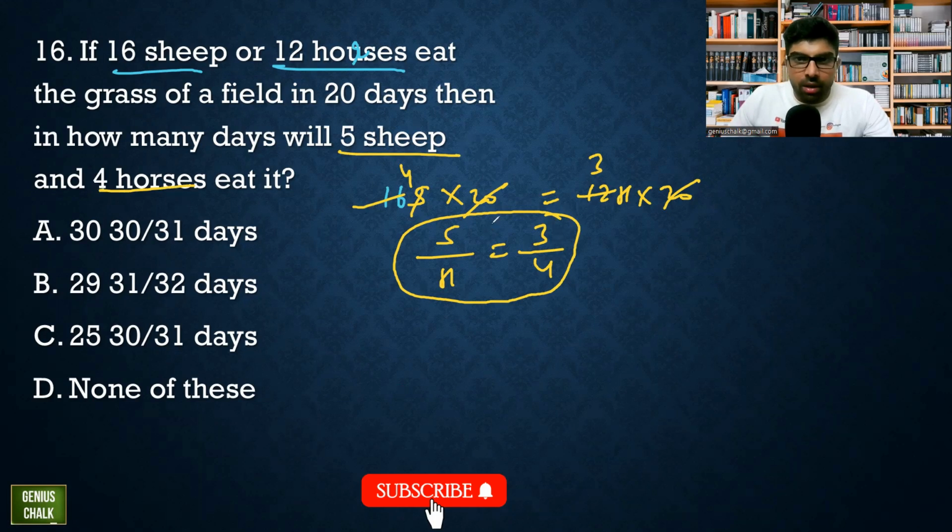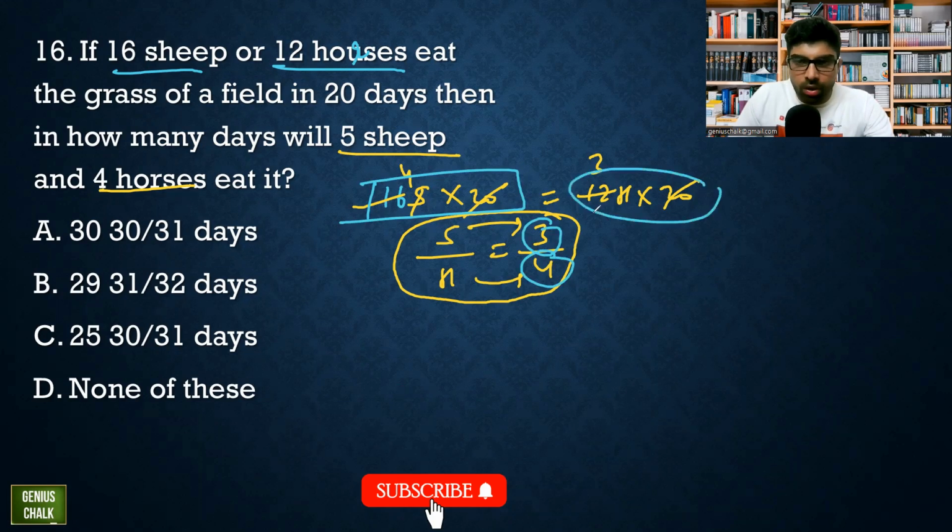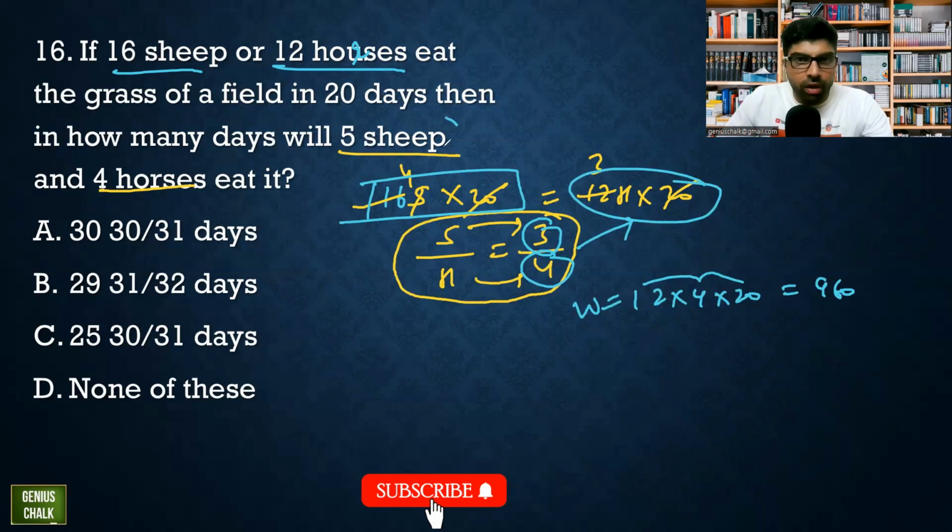Now how many days will 5 sheep and 4 horses eat it? After this, the second step is to find the total work. So put them here: S is 3, H is 4. Anywhere you can put. Let's say I put it here: 12 into 4 into 20. This is 48 into 20, so this is the total work. Now 5 sheep and 4 horses.